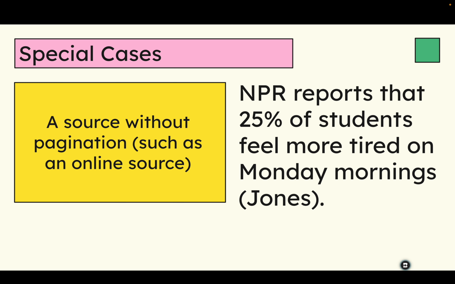If you have an online source with no pagination, it does not have page numbers. Some professors may ask you to count the paragraphs and include the paragraph number instead. MLA actually does not tell you to do that. So instead, you use only the author's name, just like this. NPR reports that 25% of students feel more tired on Monday mornings. That is a paraphrase, but we're still citing it. The author of that article is Jones, so we just put Jones. We do not need a number if the source is not paginated.